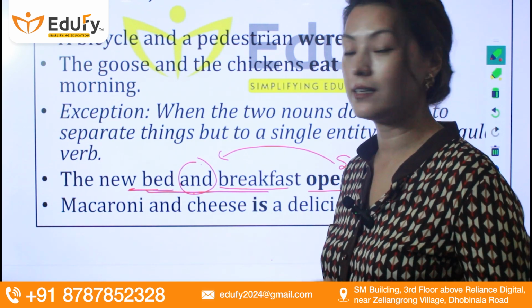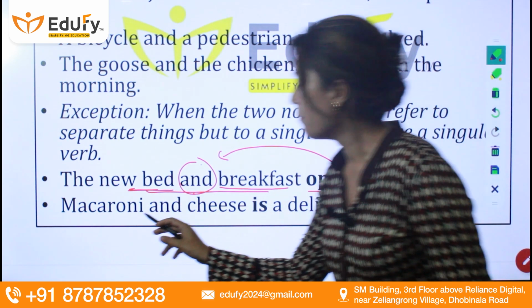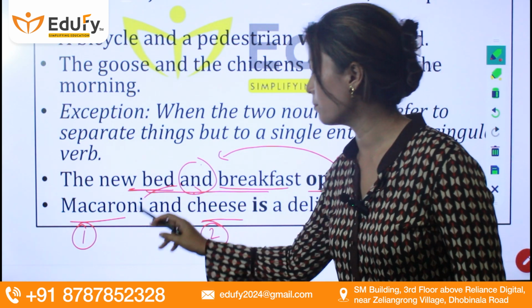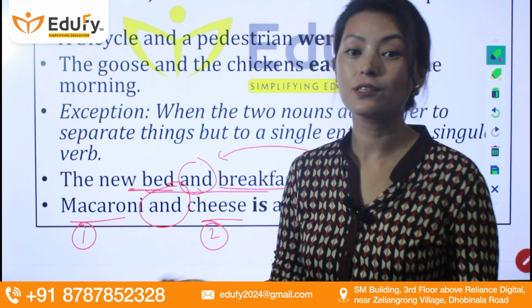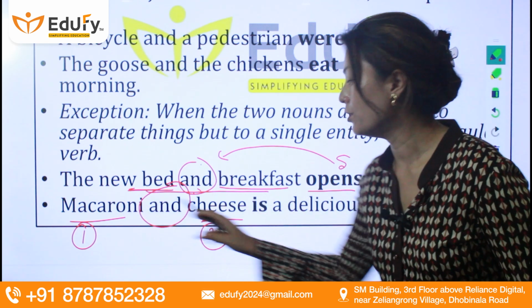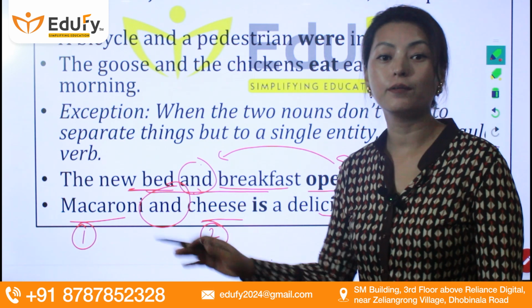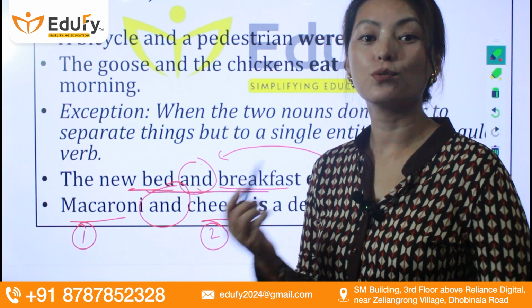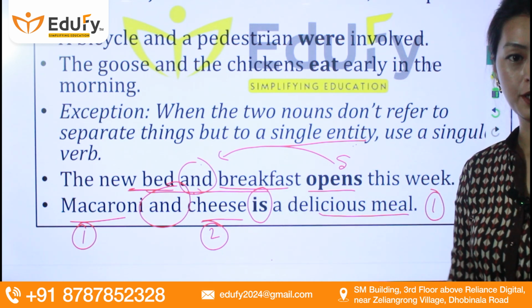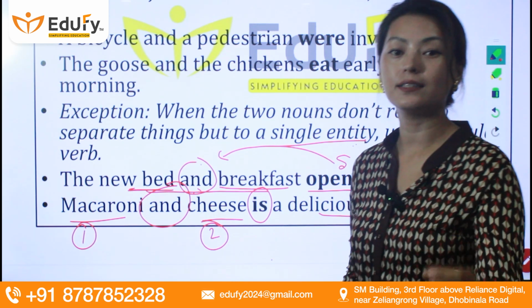So in the next sentence, you can get a clear example. Macaroni and cheese is a delicious meal. Macaroni, one subject, cheese, another subject. Two subjects joined by the word and. So according to the rule, you must write a plural verb, but here there is an exception. And what is that exception? Using these two subjects, I'm referring to one single thing, that is macaroni and cheese as a meal. That means one entity. So therefore, what will I write? The singular verb will come here. Why? Because macaroni and cheese is a delicious meal. Is a single meal.